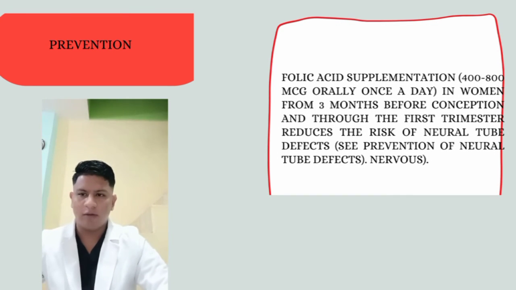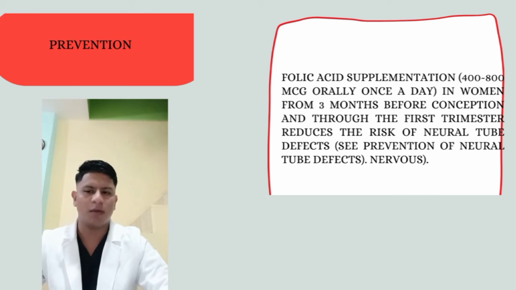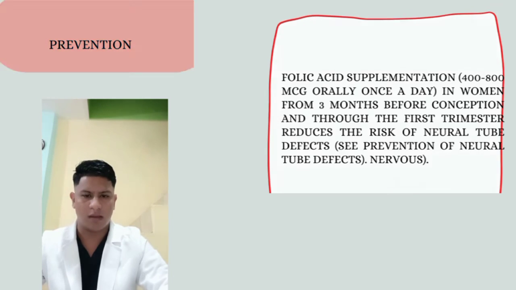Prevention. Folic acid supplementation, 400 mcg orally once a day, in women from the months before conception and throughout the first trimester, reduces the risk of neural tube defects. See prevention of neural tube defects. Women who are considered at high risk for neural tube defects, that is, women who have had a fetus or baby with a neural tube defect, should take folic acid 4 milligrams once a day.